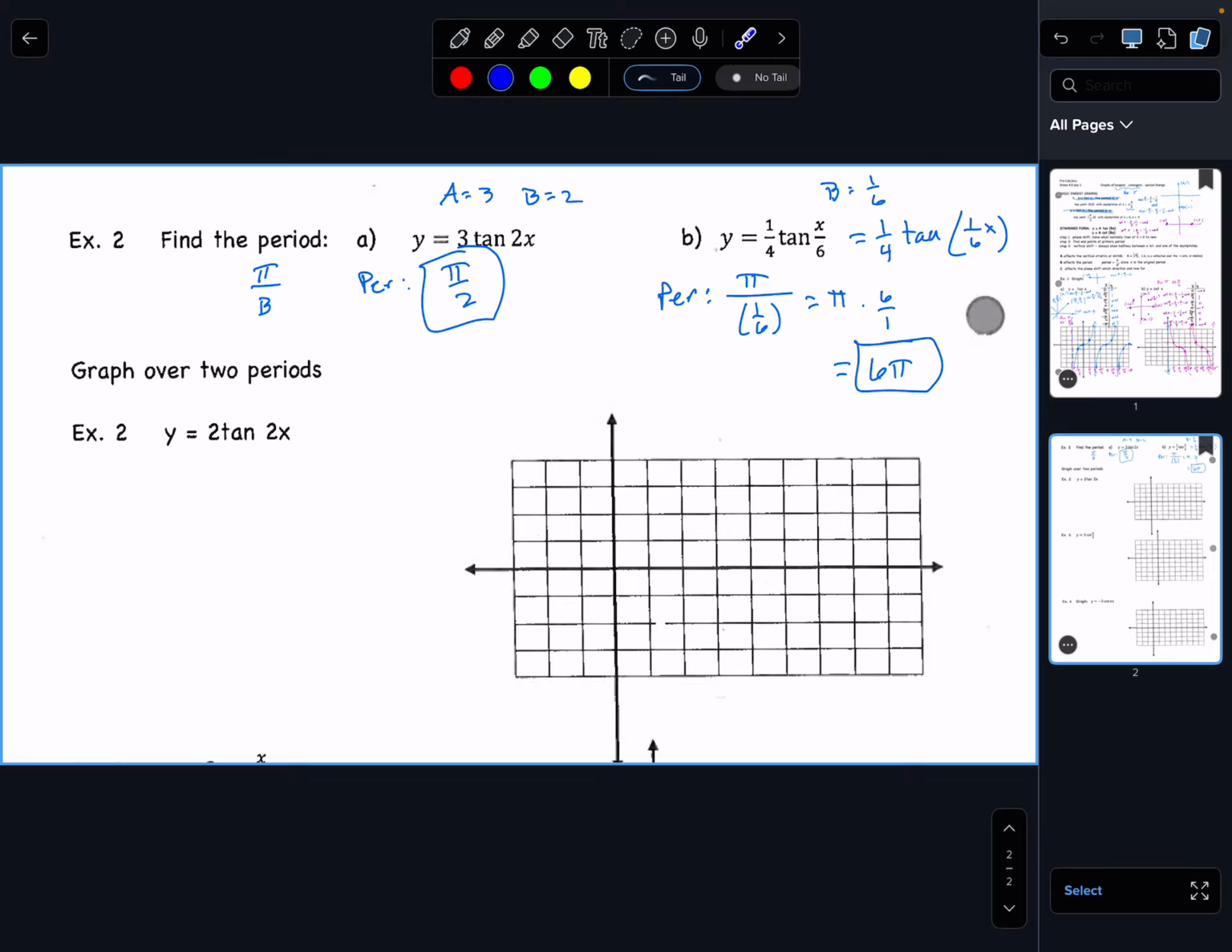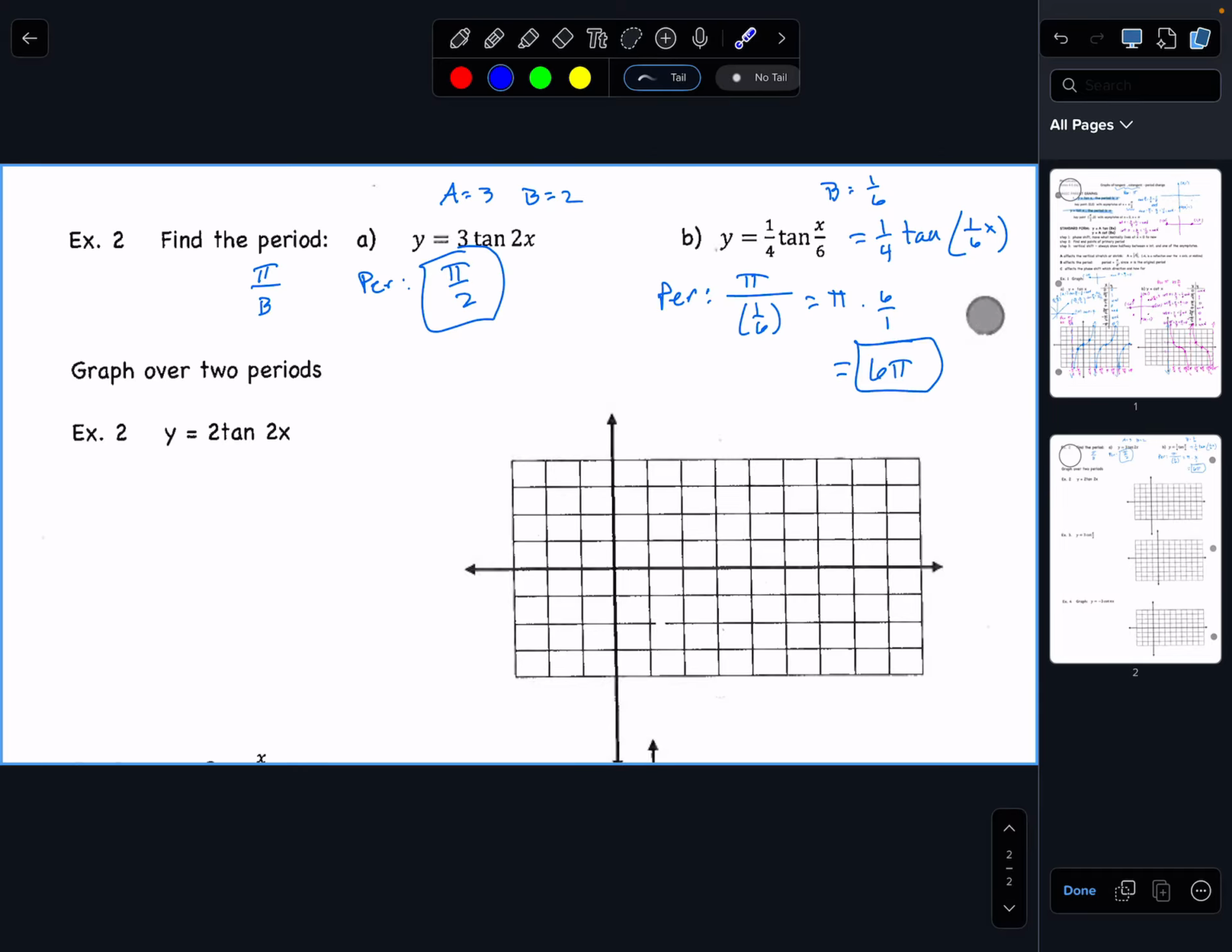These are horizontal stretches and shrinks. When you have a number times x inside the function that's greater than 1, you get a horizontal shrink, which is going to shorten the period. So it goes from pi to pi halves. When you have a number times x inside between 0 and 1, you get a horizontal stretch, which will lengthen the period. Notice that instead of the period being pi, it's 6 pi. So it corresponds with horizontal stretches and shrinks.